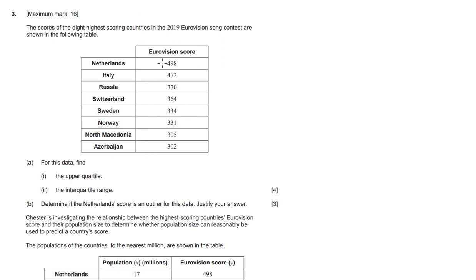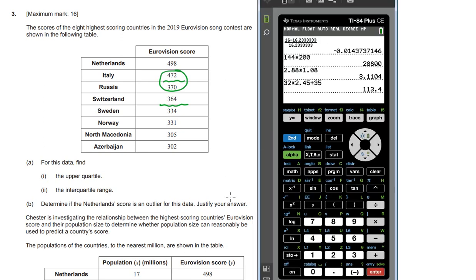So if we're looking for the upper quartile, let's do the median first. 1, 2, 3, 4, 5, 6, 7, 8. So there's our median between those two, right? And so the upper quartile is going to be the top part up here because these are the higher numbers. So there's our upper quartile. That's going to be the average of those two numbers, right? So we'll do 472 plus 370 and divide that by 2.